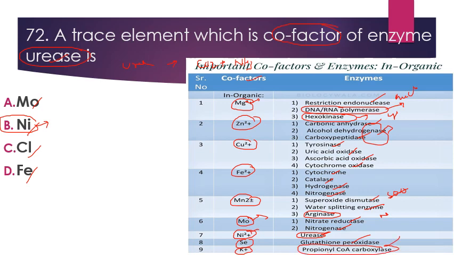So these are some important inorganic metal ions, elements which act as cofactor for various enzymes to make them function normally. So these are very important cofactors for the normal functioning of various enzymes.